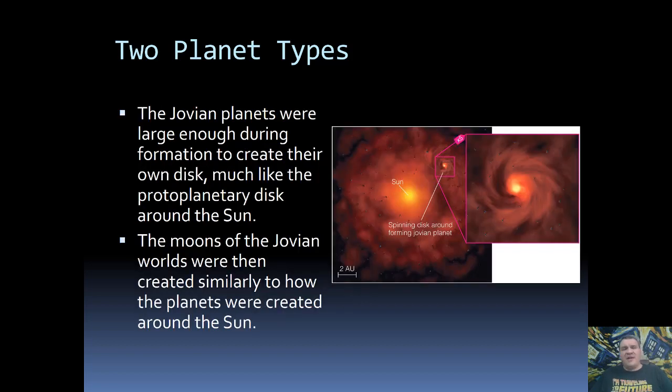Now, as these Jovian planets form, because of how big they get, they actually begin forming a disk around themselves. So similar to how we have the protosun with the protoplanetary disk around it, we have the proto-Jovian planet with a proto-moon disk around it. So some of the Jovian moons actually formed through the same processes as the planets. They formed through condensation and accretion around the planet, just like the planets formed through condensation and accretion around the sun.